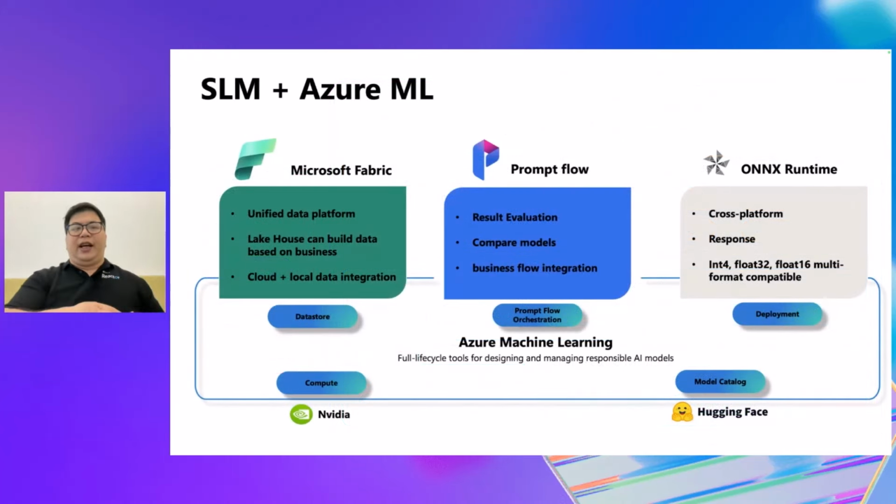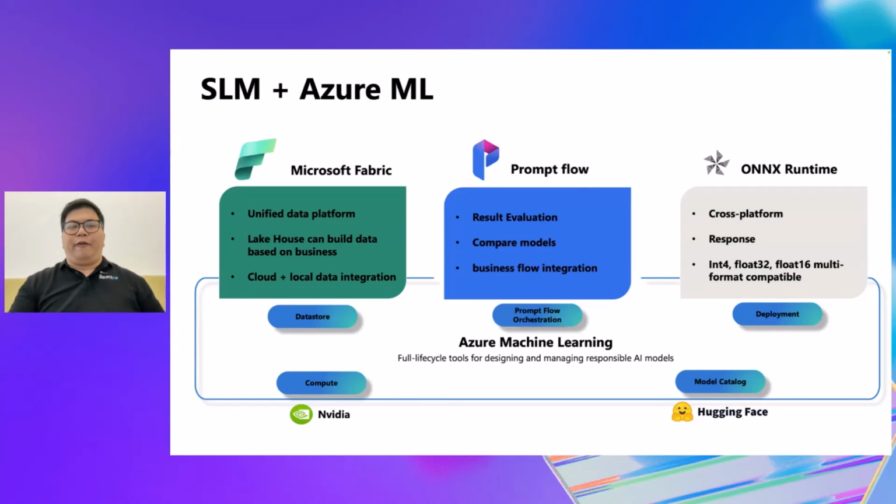But this time you can see SLM plus Azure Machine Learning. You can see Microsoft Fabric can give you the data support. This is a unified data platform. Another thing is the Lakehouse. Lakehouse can build data based on business. Another thing is cloud plus local data integration. So if you want to use data with an SLM, maybe Microsoft Fabric can help you.